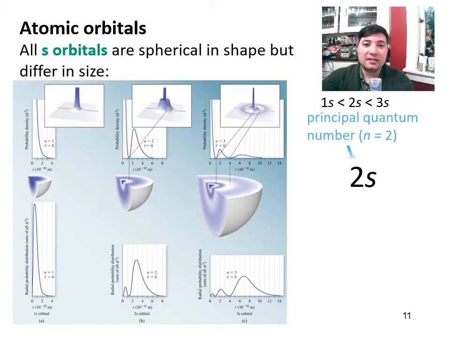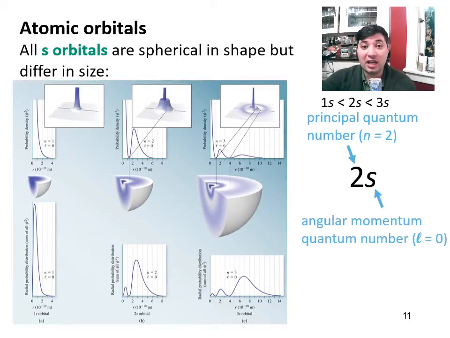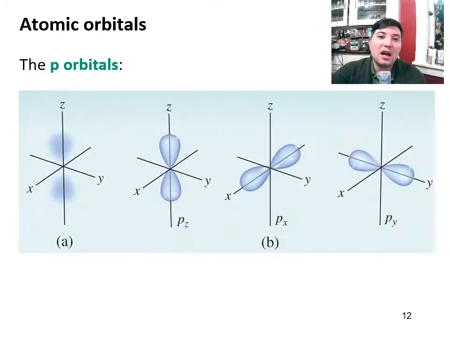So 2s tells us our principal quantum number is 2. S tells us the shape, which is correlated to an L. When L is equal to 0, we get our s shape. We know it's equal to 0 because s exists at n of 1. Our 1s is the only orbital in the principal quantum number 1, and L is only allowed to be 0 when n equals 1.